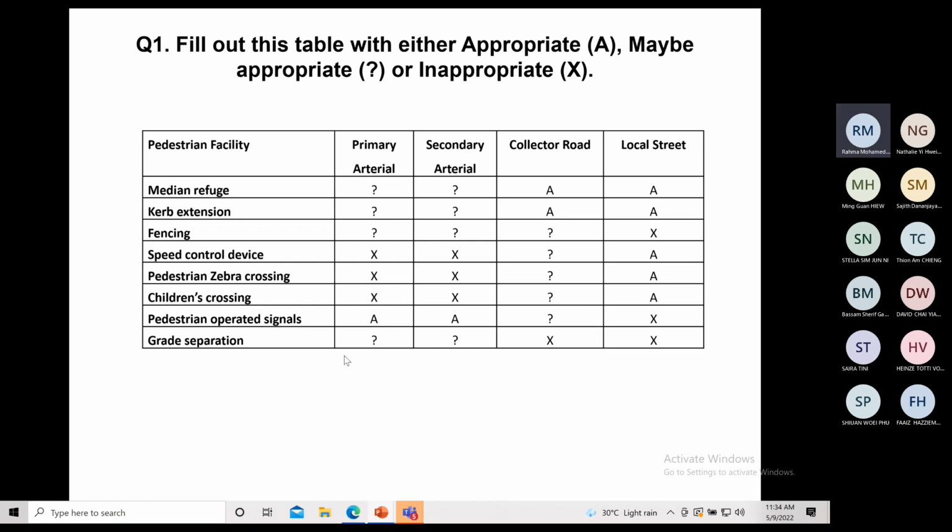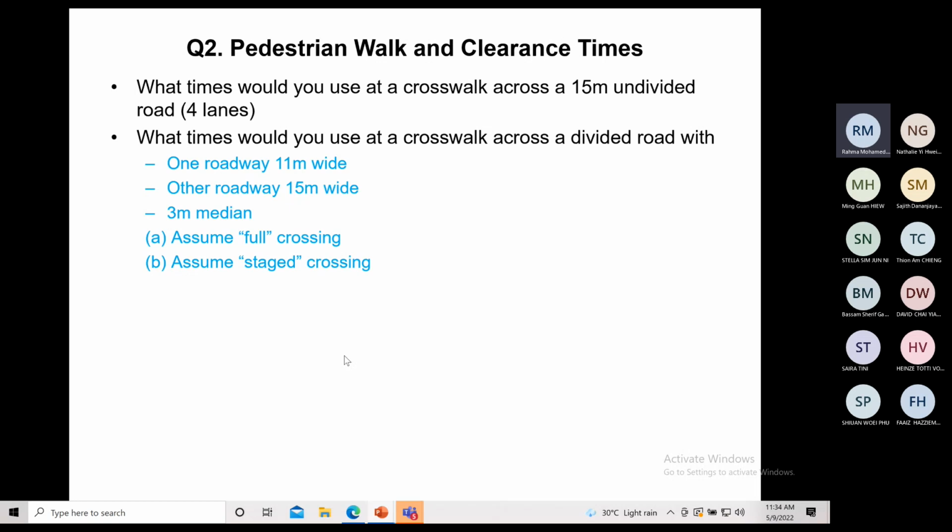Yes, now let's move on to question 2. So question 2 is about pedestrian walk and clearance time. We have to calculate the time it takes for pedestrians to cross the road, both walk time and clearance time. The first part asks, what times would you use at a crosswalk across a 15-meter undivided 4-lane road? The second part asks, what times would you use at a crosswalk across a divided road with one roadway 11-meter wide?